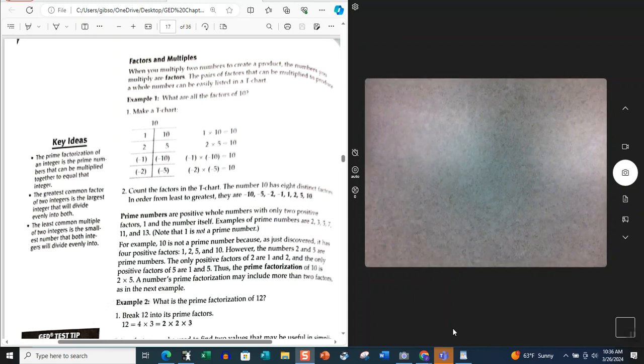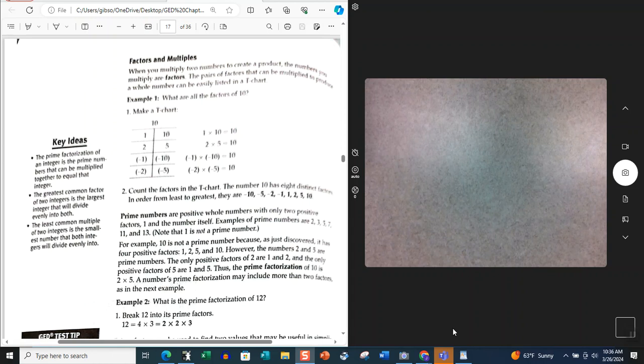Okay, class, we're about to start part 3 of lesson 6. Now, with part 3 of lesson 6, we're on page 332, and we have factors and multiples. It says when you multiply two numbers to create a product, the numbers you multiply are factors. The pairs of factors that can be multiplied to produce a whole number can be easily listed in a T-chart.